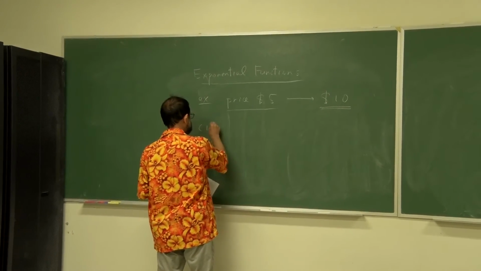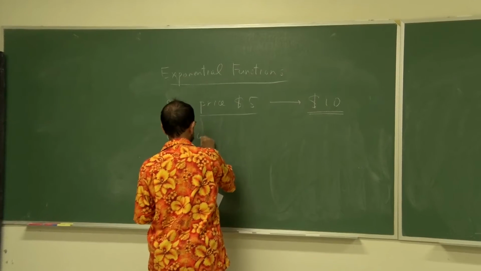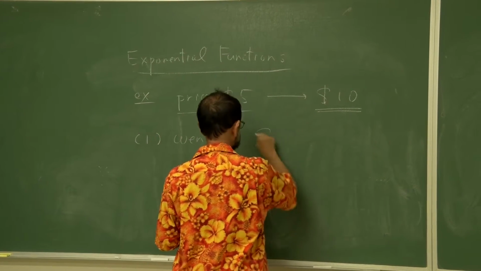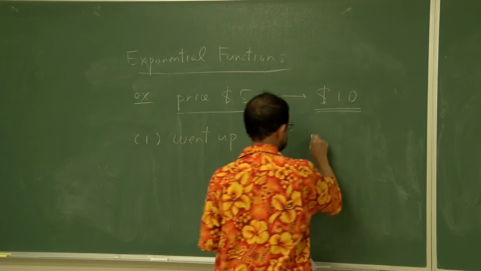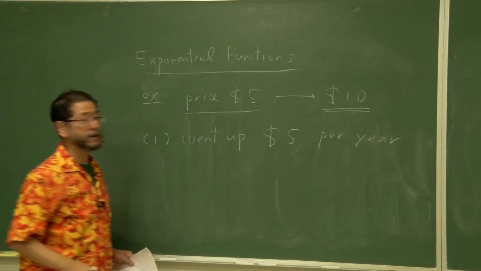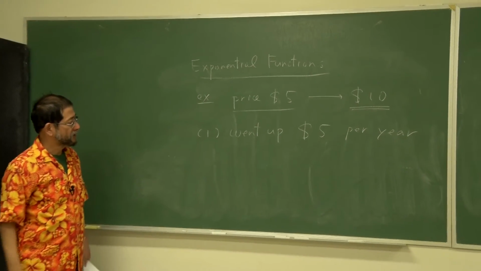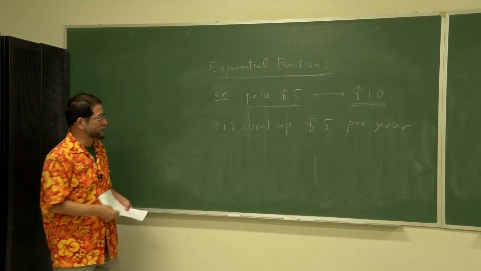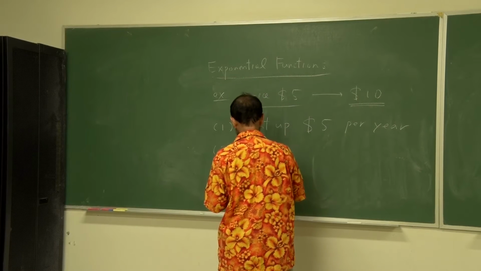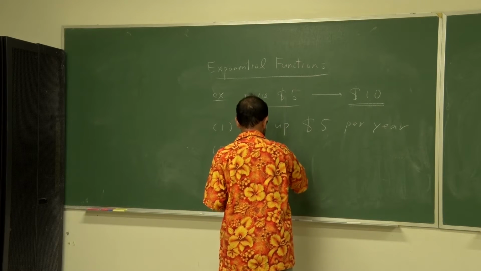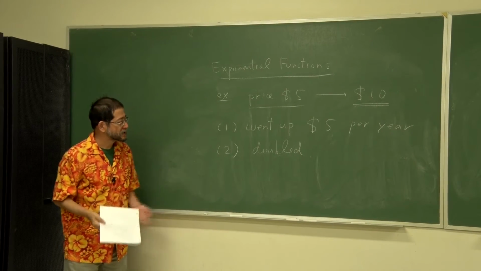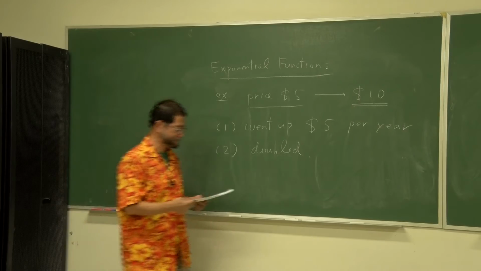So one way to build this is you can simply say that the price just went up $5 every year. Also, you can build this as the price doubled. Okay. So just following these two ideas, let me predict the future.